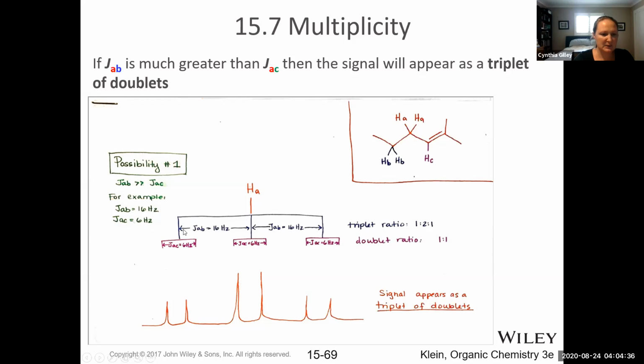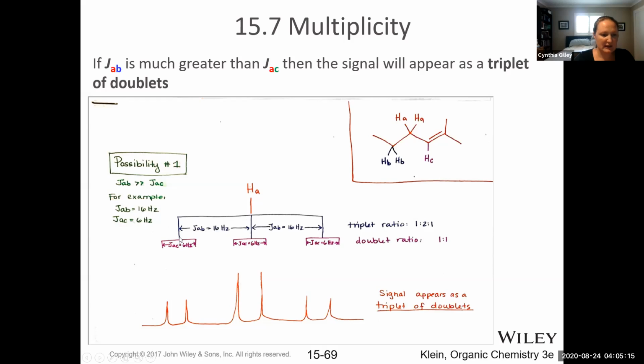Okay, and the distance between the peaks is 16 hertz because that's the coupling constant, which is measured as the distance between the peaks. And then what I can do is split each of those peaks in the triplet further, because A is still affected by C, and C is splitting A into a doublet. So I can take each one of these and split it into a doublet. Recall that with a doublet, we are not having a peak straight down the center. Only one to the left and one to the right, right?